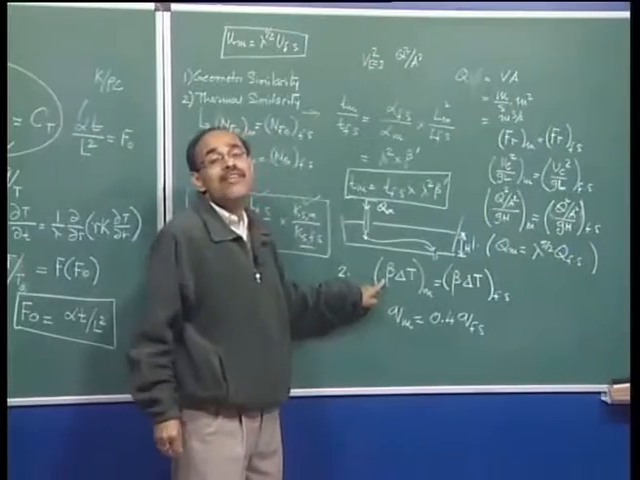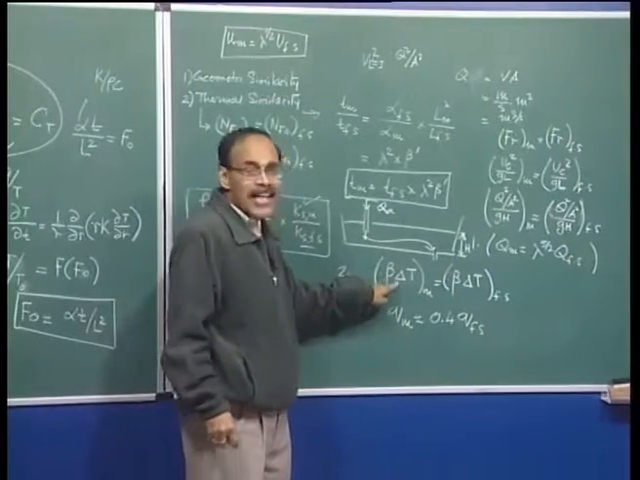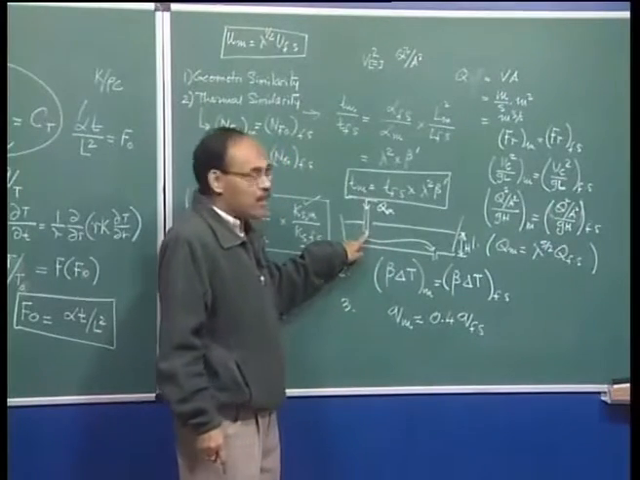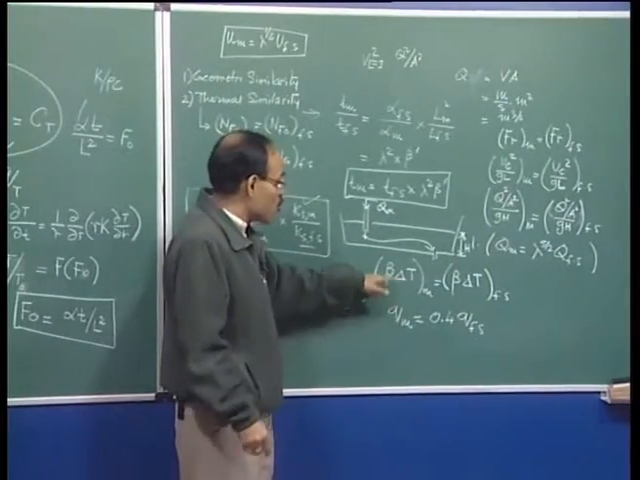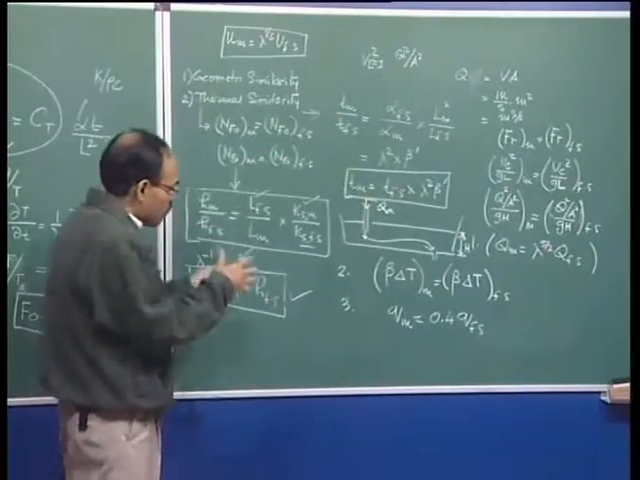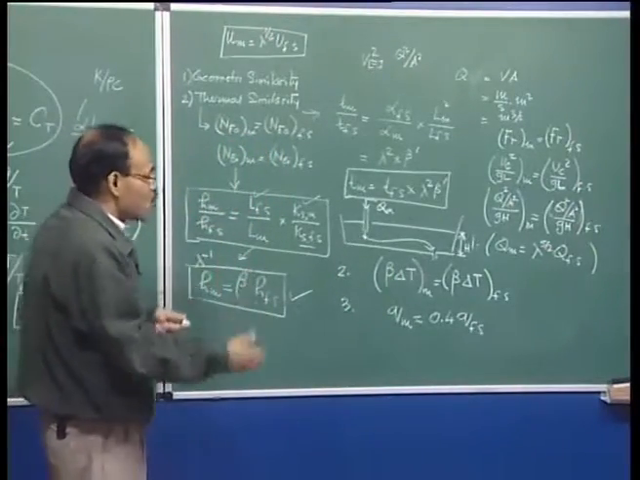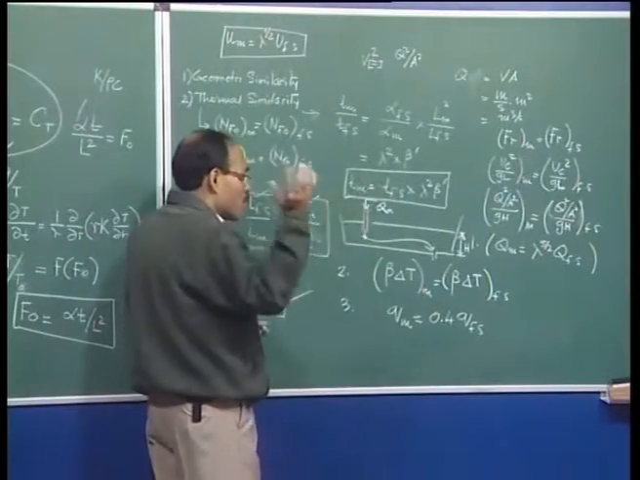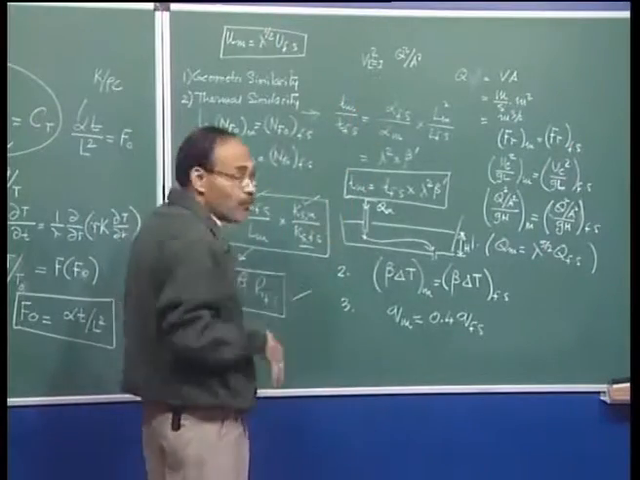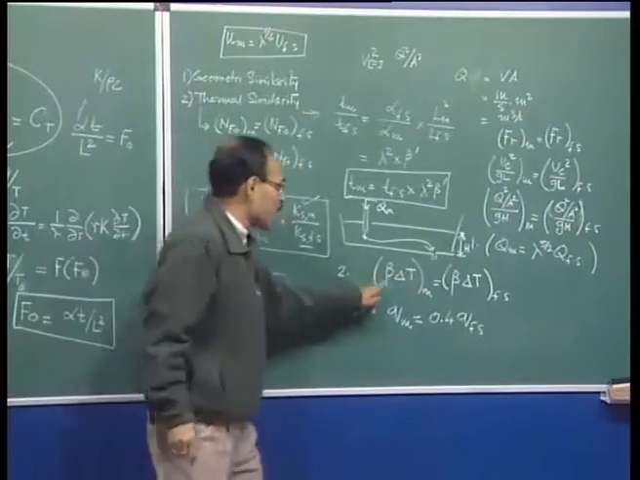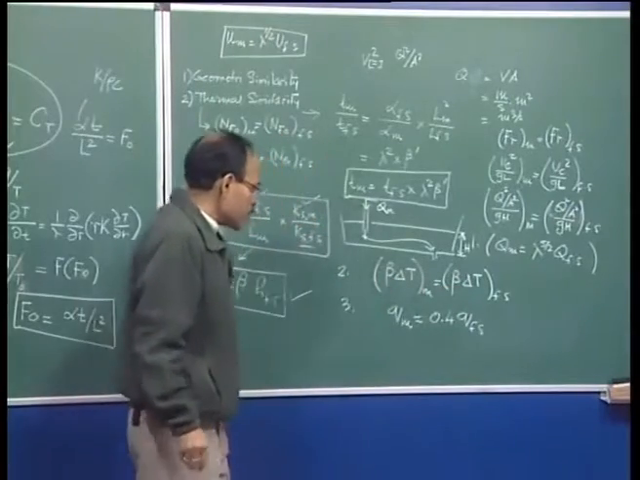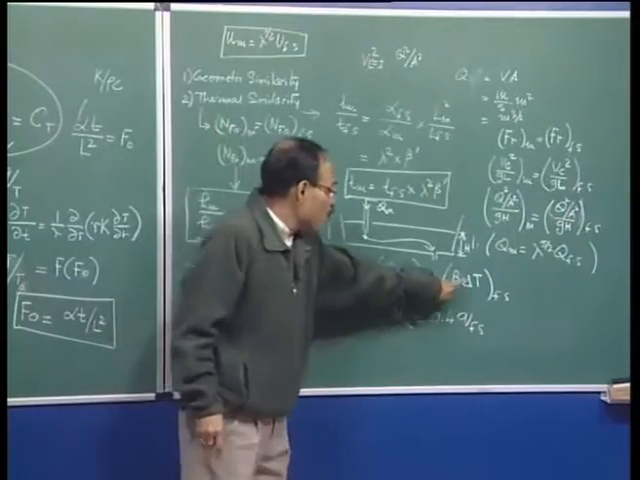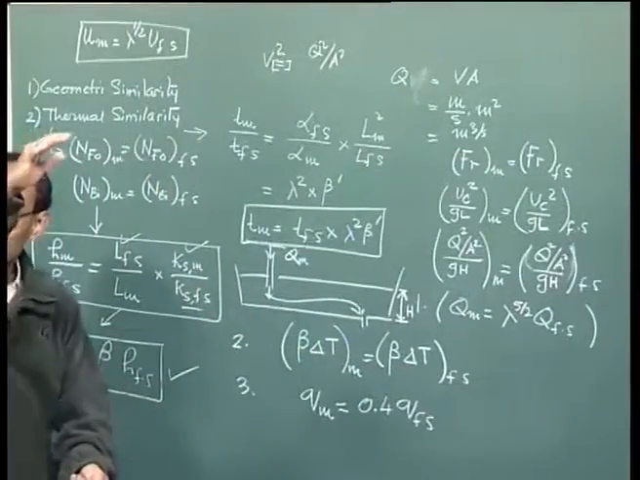What is beta? The coefficient of volume expansion, and delta T again is a differential temperature, the bath temperature with respect to the inlet temperature. You can assume the difference with respect to any arbitrarily chosen reference temperature. The reference temperature may be the inlet temperature; you may choose wall temperature or ambient temperature, whatever you are convenient with. So, this condition can be fulfilled because beta in steel and beta in water are going to be known to us. So, if we know the delta T value in the case of steel, we should be able to find out what the corresponding delta T should be.